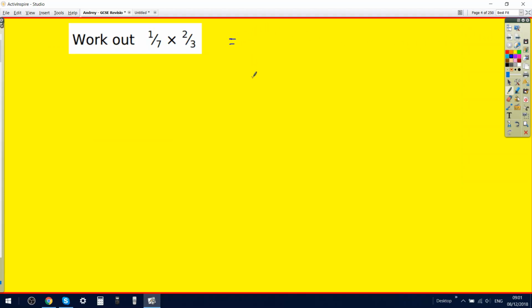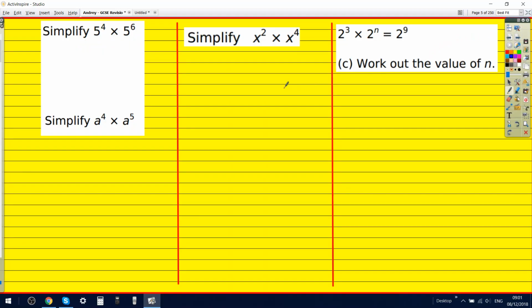How about this? 2/21. Yep. The middle one: x, so x to the power of 6. Top left: 5 to the power of 10. And top right: 2 to the power of 6. Yeah, so n is 6.